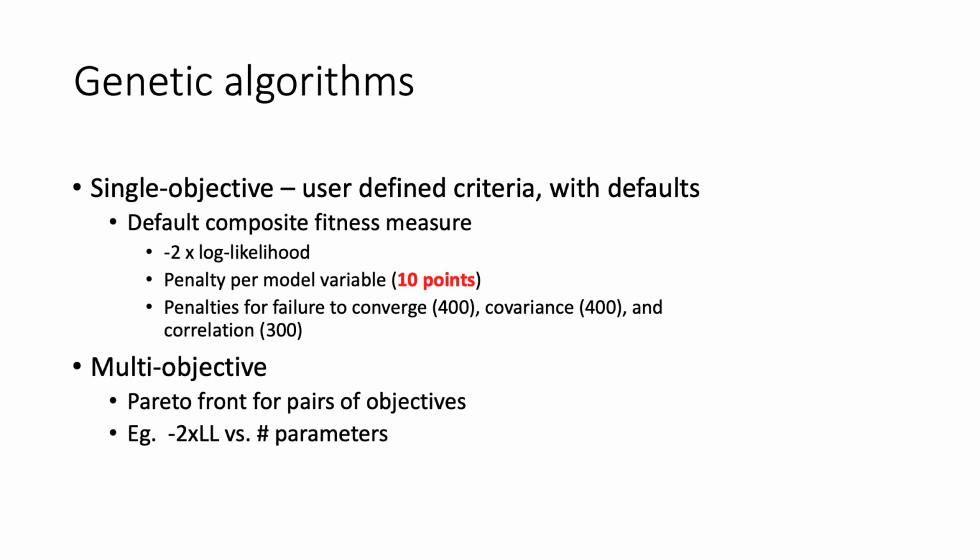And so we also explored some multi-objective approaches, and I'll talk about these towards the end of the presentation. But this generates a Pareto front of pairs of objectives. For example, -2 log likelihood versus the number of parameters in a model.